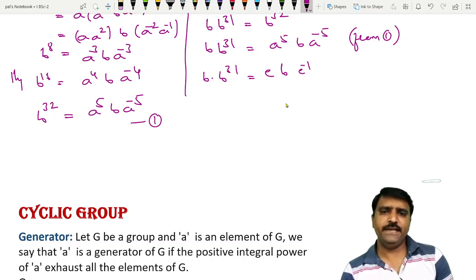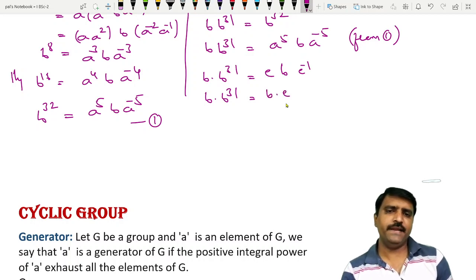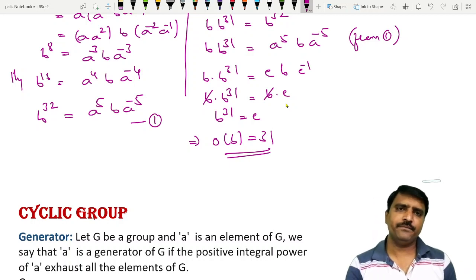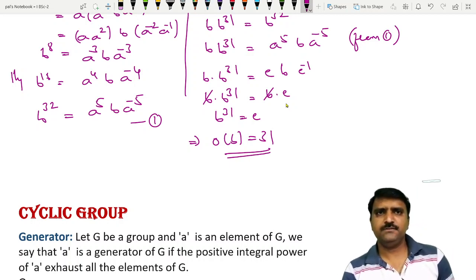So this is b into b to the power of 31 is equal to b, or you can write it as b into e. Now this b and b cancel. B to the power of 31 is equal to e, which implies that the order of b is equal to 31.